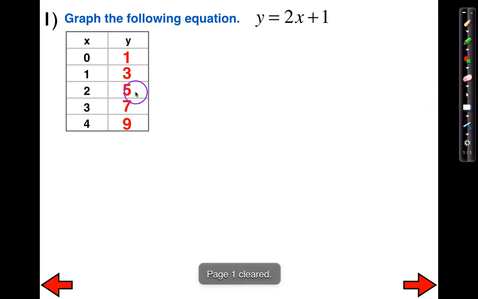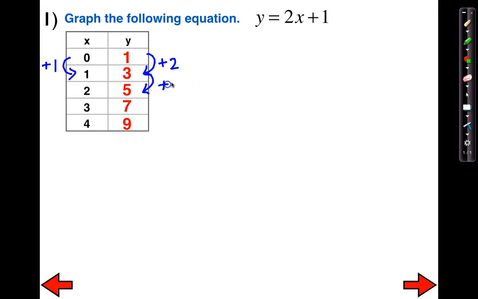So now that I have these ordered pairs, I want you to take a look because I want you to notice something. Okay? First of all, I want you to realize as my y values are increasing by 2, my x values are increasing by 1. Here, my y values are increasing by 2, and the x values are increasing by 1. Oh, look, once again, the y values are increasing by 2, and the x values are increasing by 1.